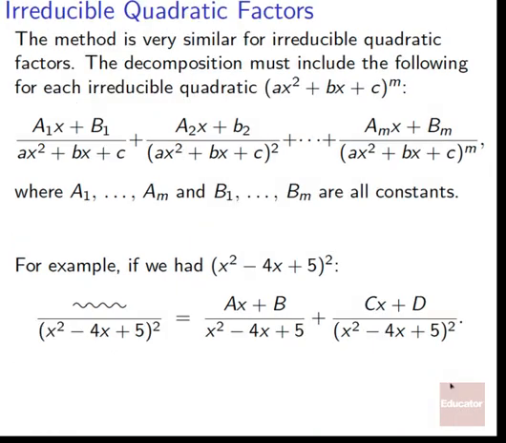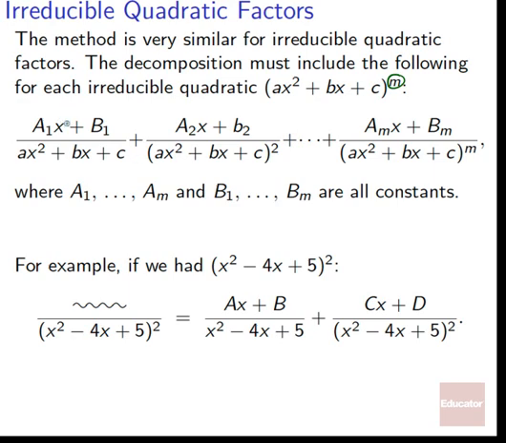Irreducible quadratic factors. The method's very similar for irreducible quadratic factors. The decomposition must include the following for each irreducible quadratic: ax squared plus bx plus c to the m. Once again, the same thing of stepping out m times. So a1x plus b1 over ax squared plus bx plus c.